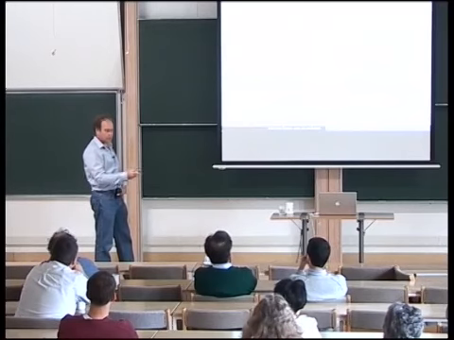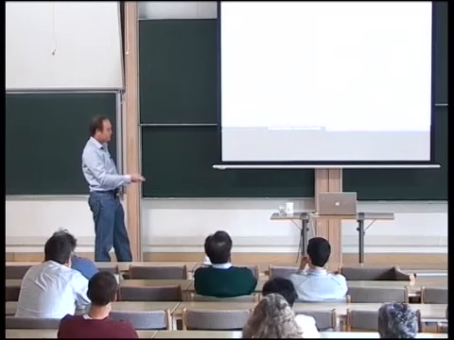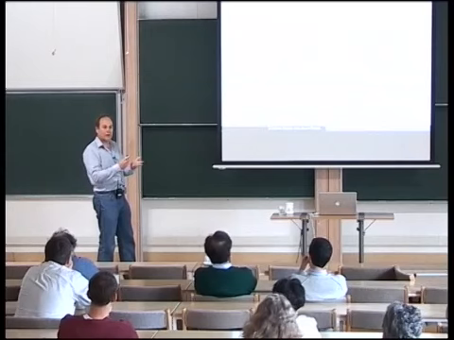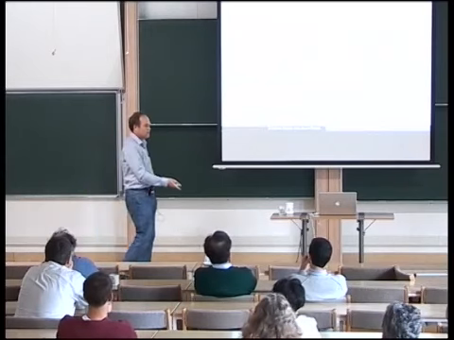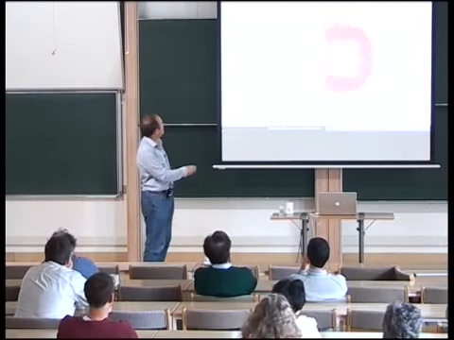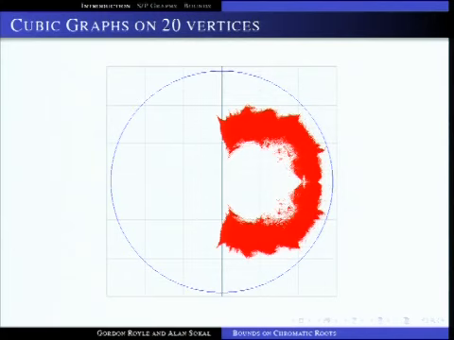Okay, so we might as well give up on absolute bounds then. I mean, you can still think about absolute bounds for families of graphs, but absolute bounds for all graphs, no good. There's some cubic graphs on 20 vertices. There's 500,000 of those, times 20, however many roots that is, that's the number of pixels. And you can clearly see roots in the left half plane. The blue circle I will explain shortly.